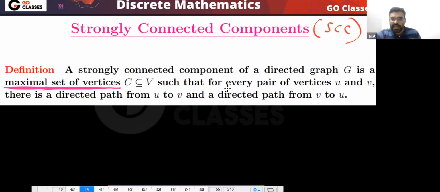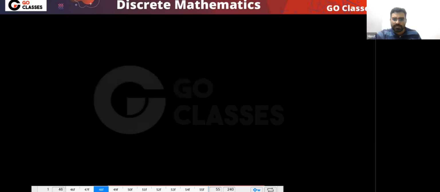Okay, any two vertices, every pair of vertices is strongly connected. For every pair of vertices, there is a path from U to V, and there is a path from V to U. This is the definition. So a maximal set of vertices which are strongly connected is the definition of strongly connected components. Very simple definition.